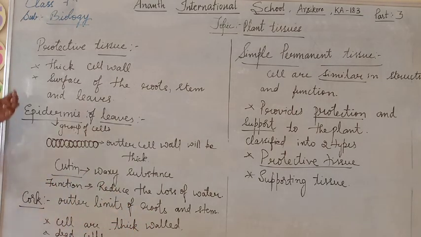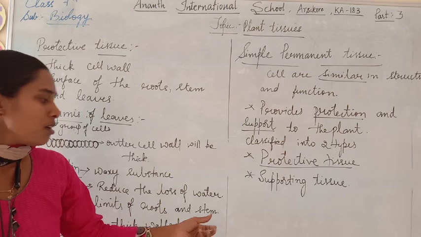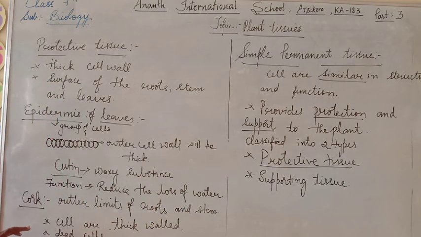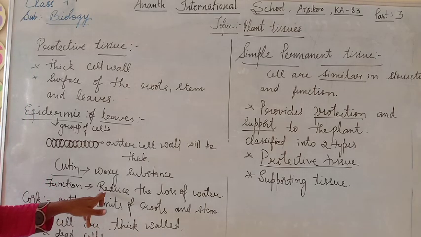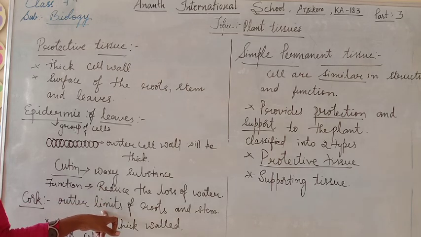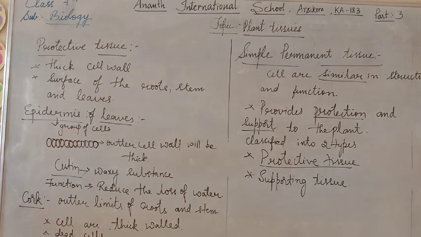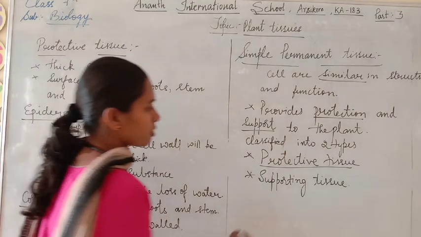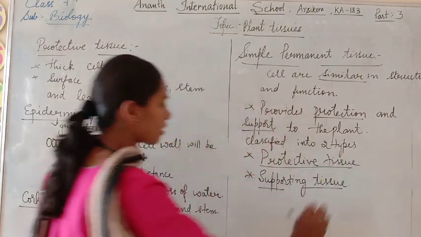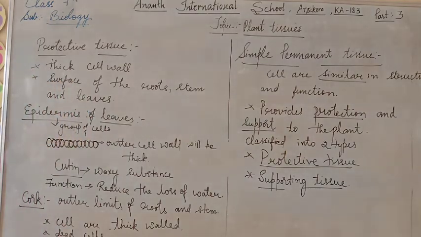Then one more protective tissue is cork. This is present in the outer limits of the roots and the stem. How is the cell wall in these cells? Here the cells have thick walls and are dead cells, because they are present in the outer limits of the roots. Next we shall discuss the second type of simple permanent tissue.